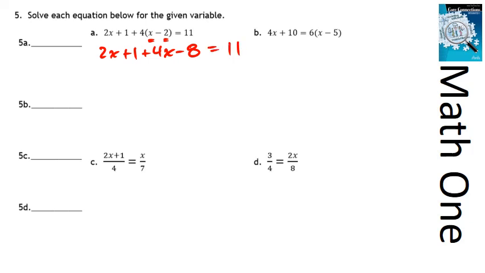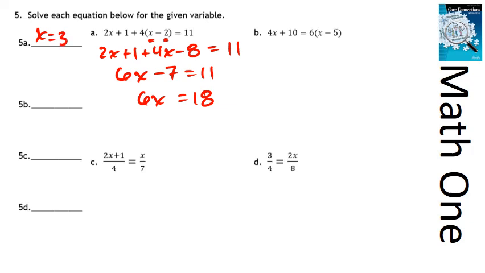I'm going to combine like terms on my left-hand side. That ends up being 6 x's. And then I've got a 1 and a minus 8, which would be negative 7, and that equals 11. Finally, let's add 7 to each side. That would become 6x on the right-hand side when I add 7, and it would become 18 over on the right-hand side. And finally, if I divide both sides by 6, 18 divided by 6 is 3. So x is 3 for number 5.